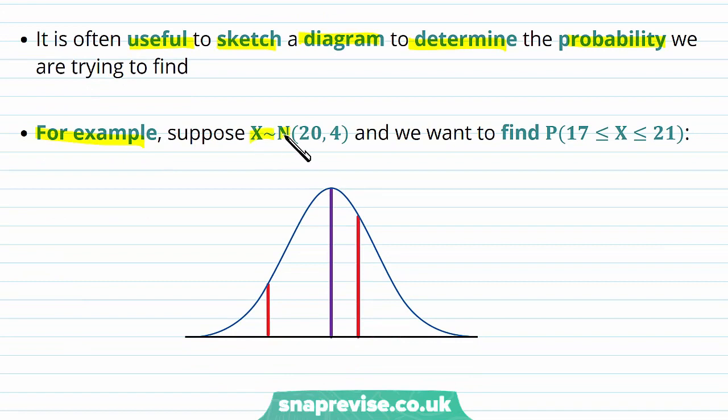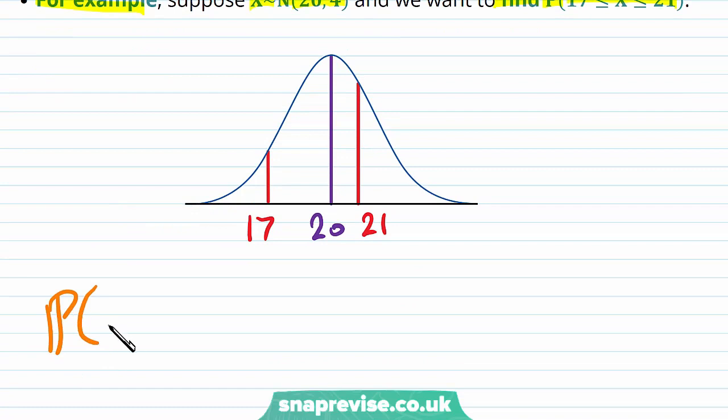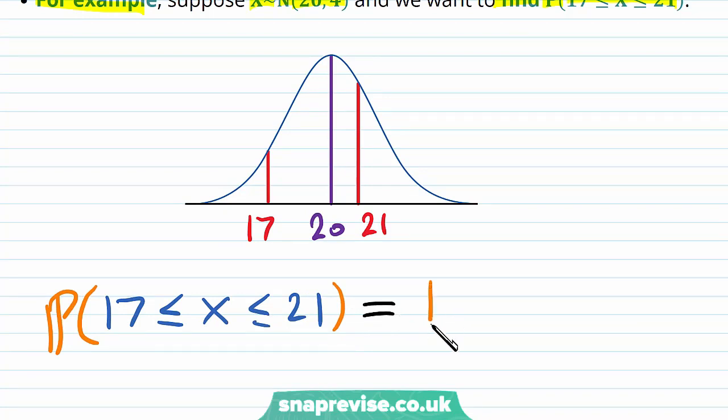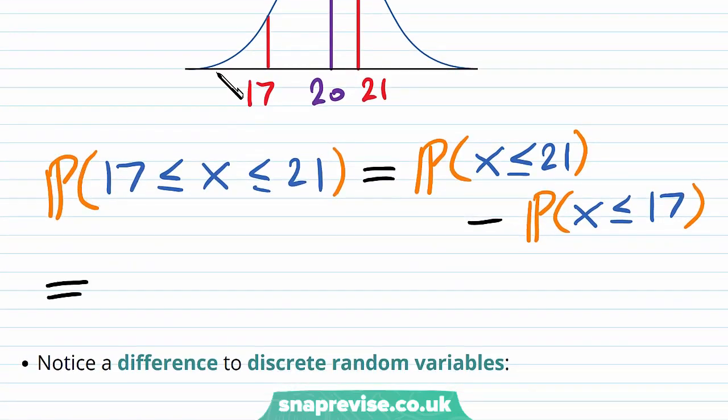For example, suppose that x is normal with mean 20 and sigma squared, i.e. the variance, 4, and we want to find the probability of x being between 17 and 21 inclusive of the endpoints. Then we can draw this graph, and we have the mean at 20, and correspondingly we have the endpoints at 17 and 21. Looking at this graph we could work this out by doing the probability that x is less than or equal to 21. This is all of the area under this graph up to the 21, and then we subtract the probability that x is less than or equal to 17. This is the area up to the 17, which gives us precisely what we want, the area between 17 and 21. We can use a calculator to calculate these values.